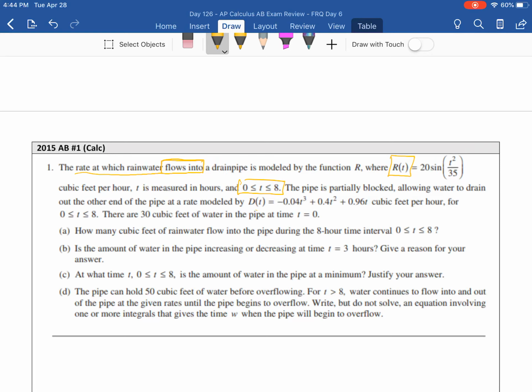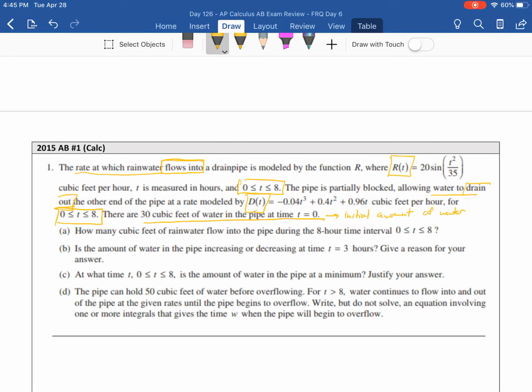So D of T is water draining out, the rate at which water is draining out. So that's D of T, and T is still between 0 and 8. And then finally, there are 30 cubic feet of water at time T equals 0. So that's the initial amount of water in the pipe. That's going to be significant eventually, once we start talking about the amount of water in the pipe.